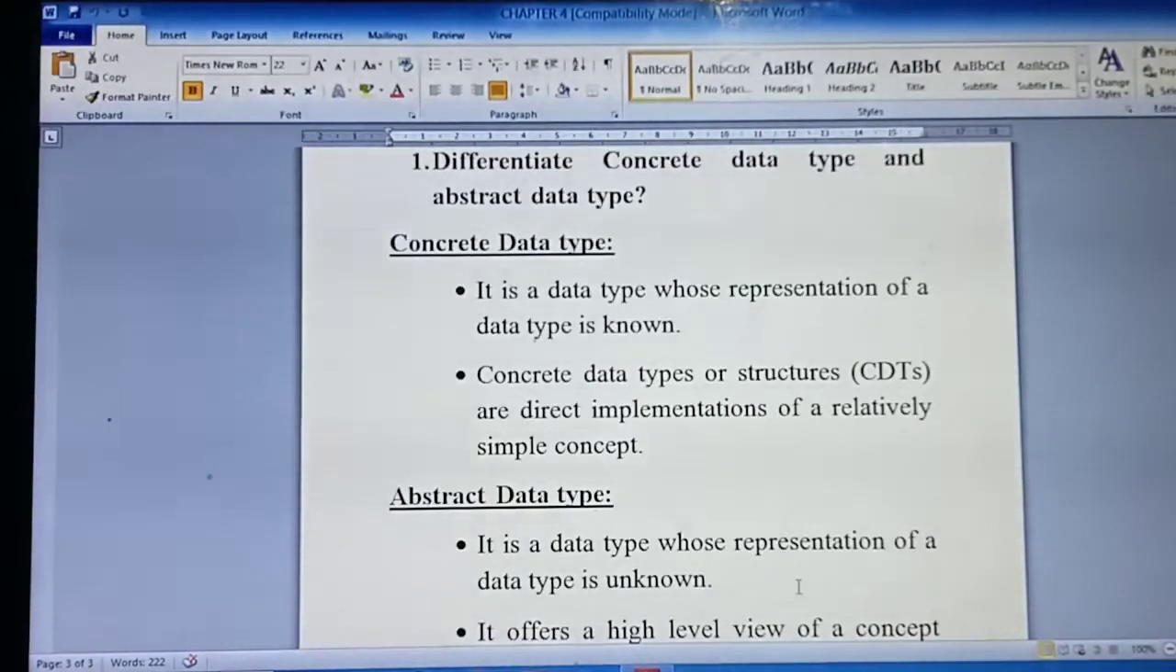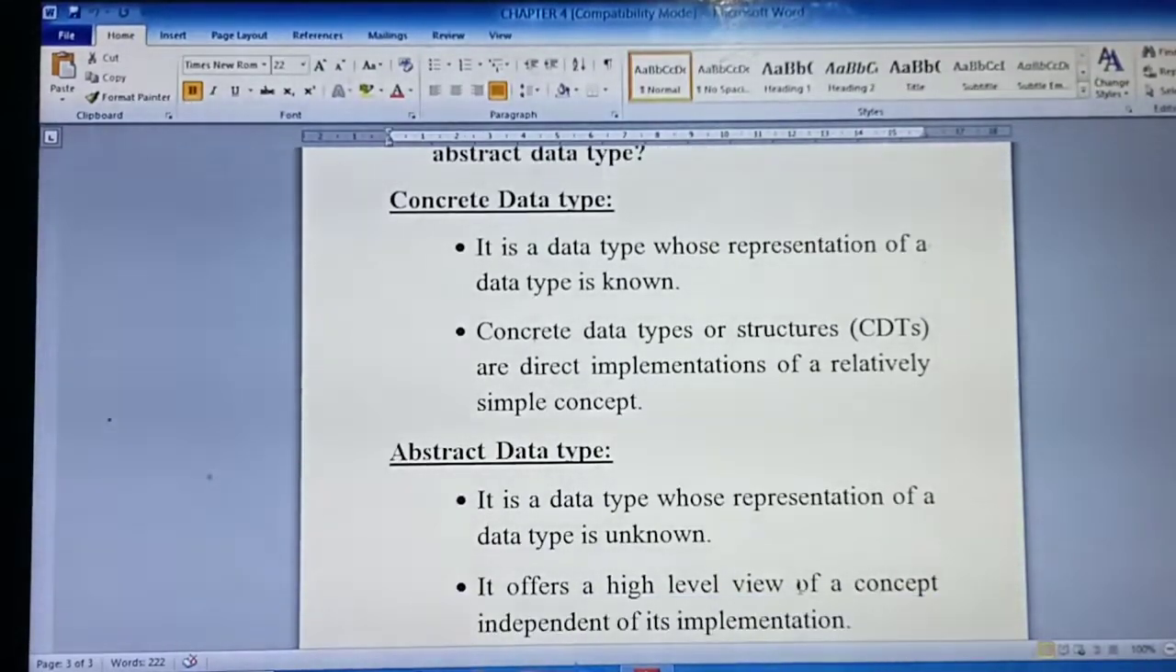So differentiate concrete data type and abstract data type. Concrete data type is a data type whose representation is known. Next, concrete data types or structures are direct implementations of relatively simple concepts. Then abstract data type is a data type whose representation is unknown. Next, it offers a high level view of a concept independent of its implementation. So second chapter, first 3-mark question. Write it first.